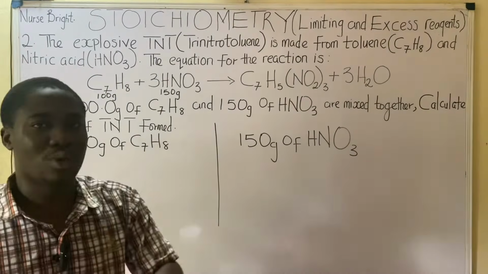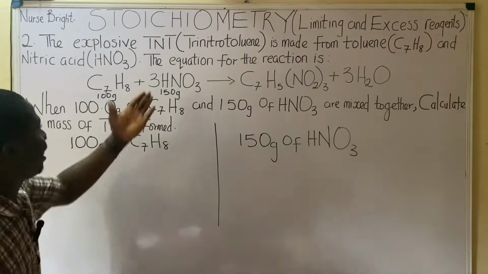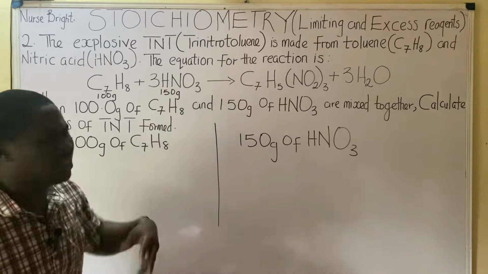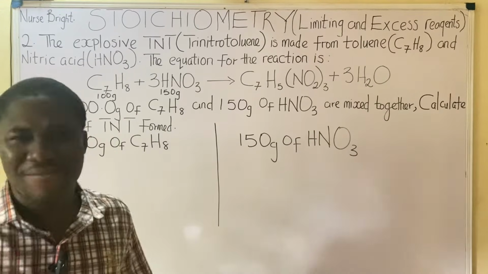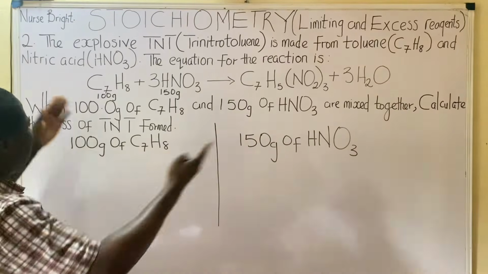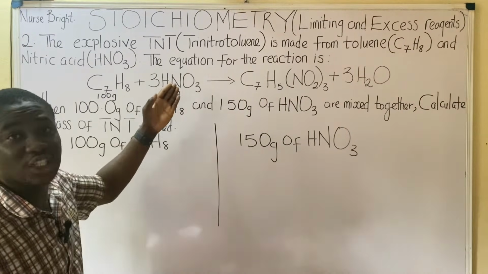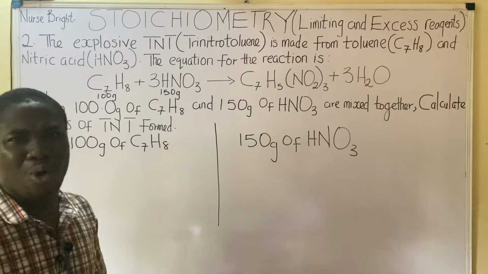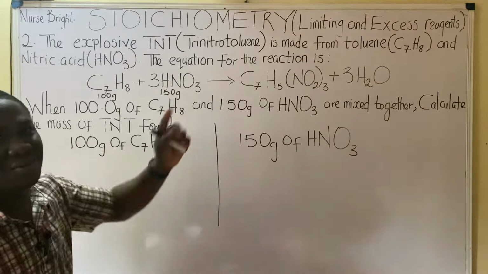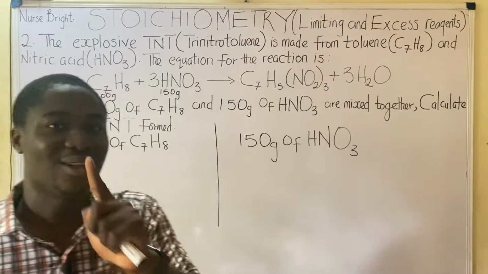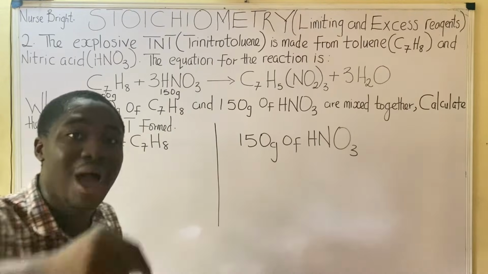I know some persons will say, okay, C7H8, which is toluene, and HNO3, which is nitric acid, looking at their masses, for toluene it is 100 gram and for HNO3 it is 150 gram. Limiting is what finishes first, right? So, okay, 100 will finish first before 150. Please don't do that. You might not get it right. It doesn't always work. That is why you have to know how it is done.